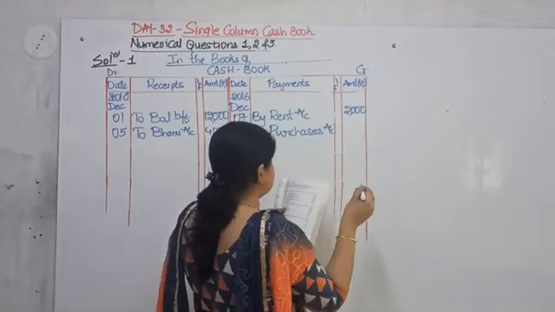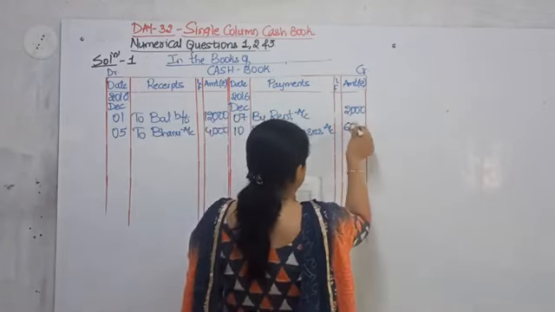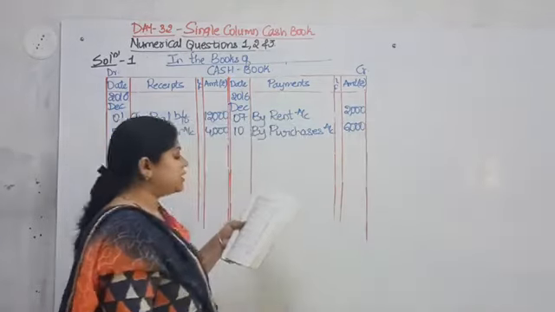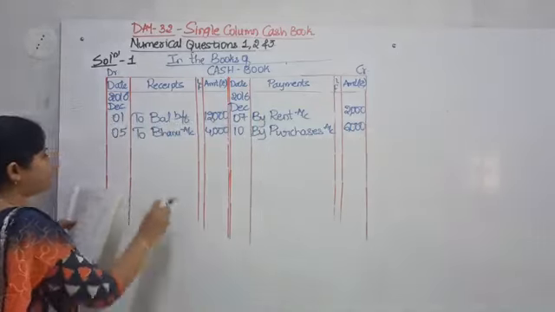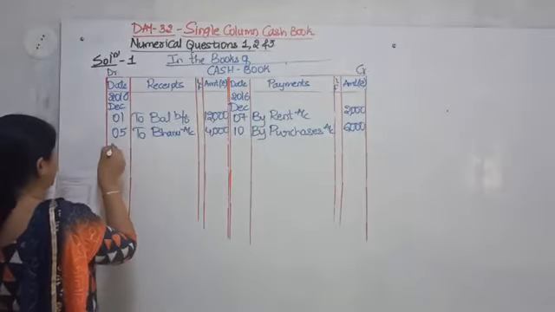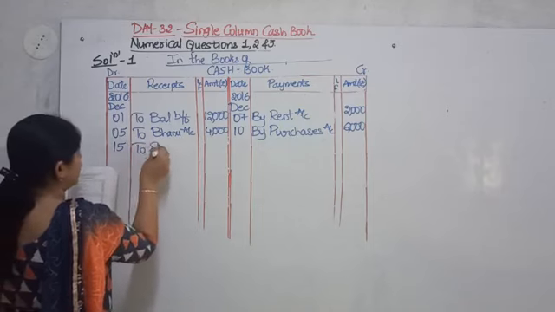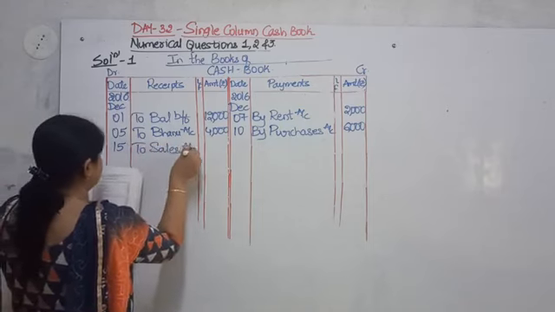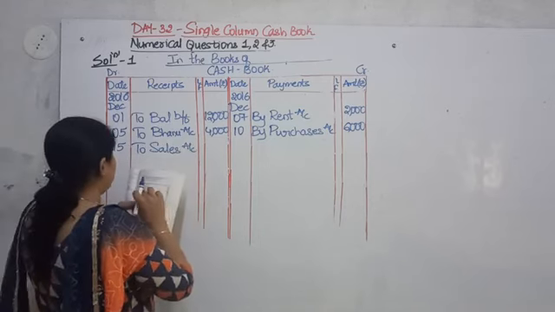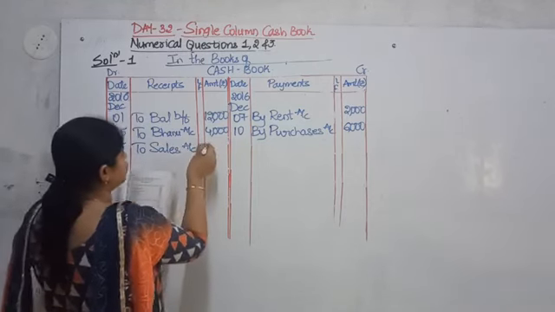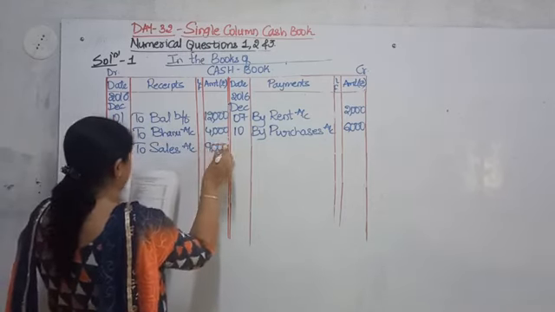By purchases account, amount is equal to rupees 6,000. Next, sold goods for cash. So whenever we make sales, the cash will come in. So write down the date 15, to sales account. How much is the amount coming in? See, it is rupees 9,000.